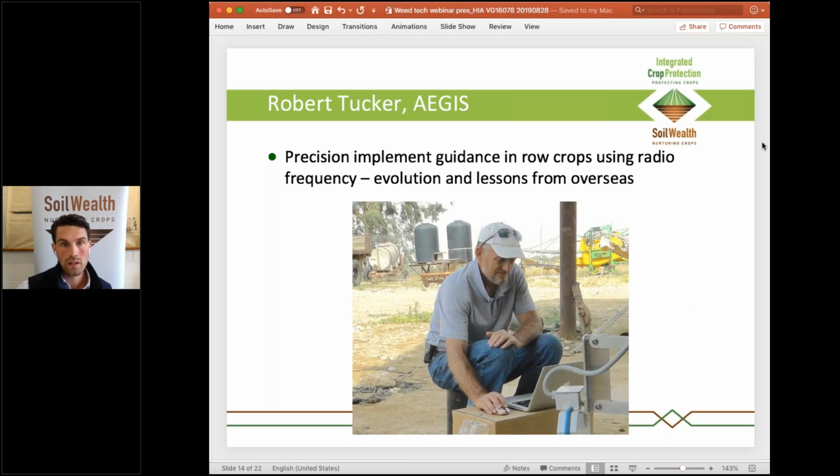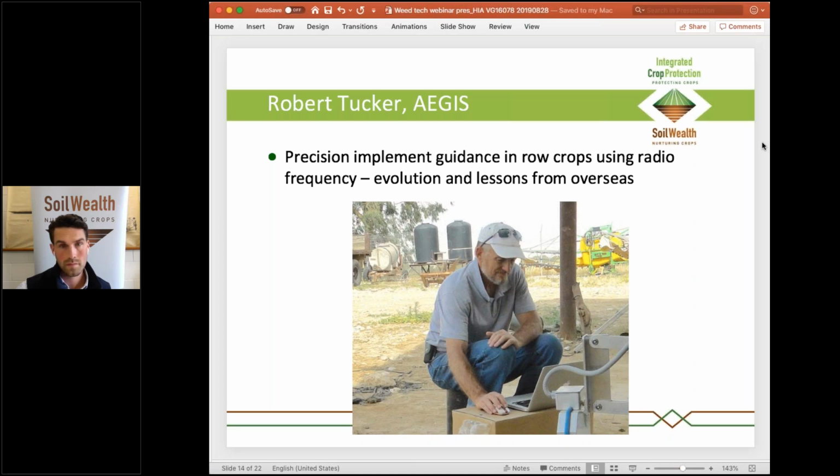Okay, this system is a precision guidance system for implements. So rather than looking to identify individual plants or weeds within a crop, looking to find the crop row and use that as a reference point for steering the implement.